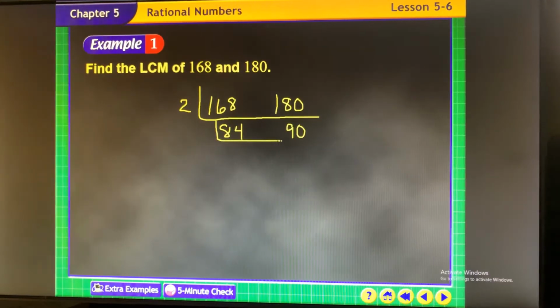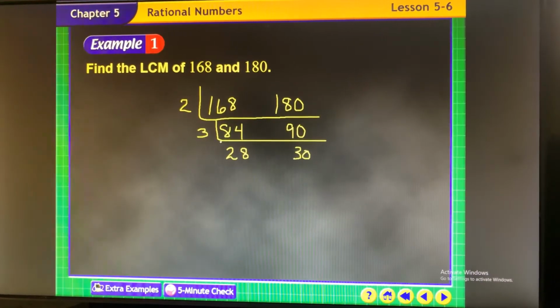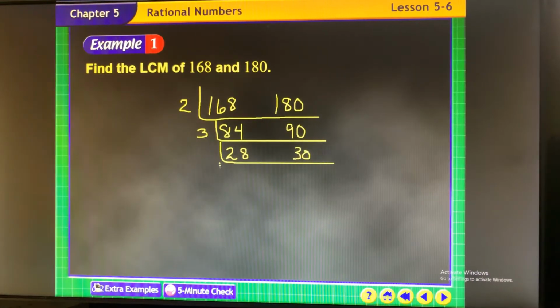Can you think of a number that goes into these two numbers? You can do 2, you can do 3, because what's 8 plus 4? 12, and then 3 goes into this, and 3 goes into this. So we could do 3. We could have gone with 2 again if you want. 3 goes into 84 28 times, and into 90, 30. What goes into 28 and 30? 2? Yep. 14 and 15.